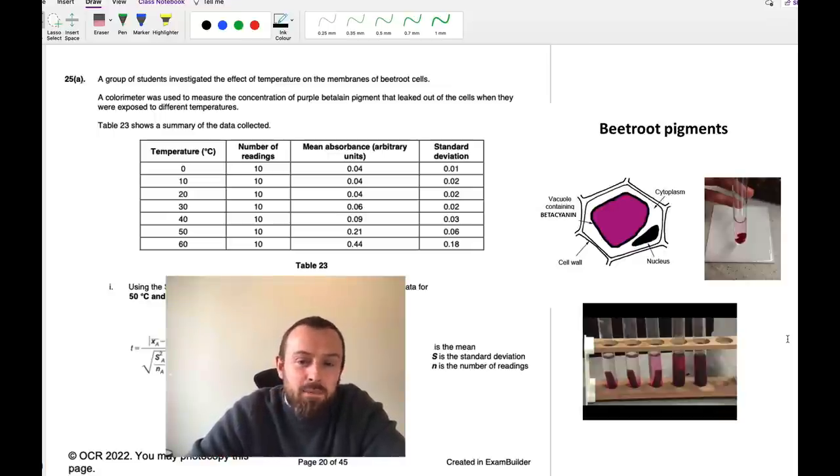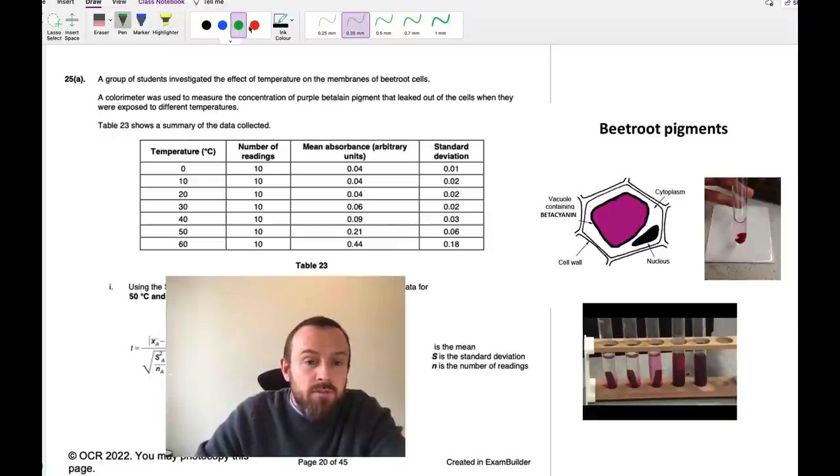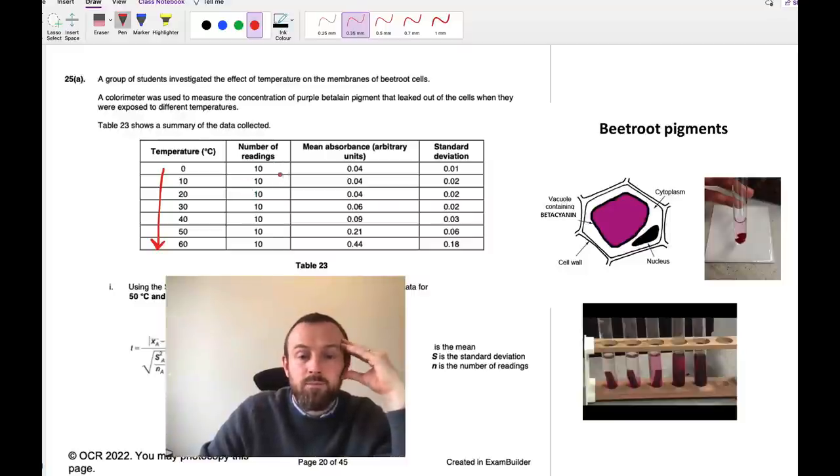So betalain is a pigment that is contained within the vacuole in beetroot cells. Betalain, or betacyanin, I guess is another word for it, can leak out if the membrane is disrupted at all. Typical experiments either change temperature or add detergent or ethanol into the mix to disrupt the membrane. Here we are looking at temperature, and the students have increased the temperature from 0 up to 60. They've done 10 readings each time, and they've measured the mean absorbance of the water that the beetroot has been in. A colorimeter was used to measure the concentration of purple betalain pigment that leaked out of the cells when exposed to different temperatures.